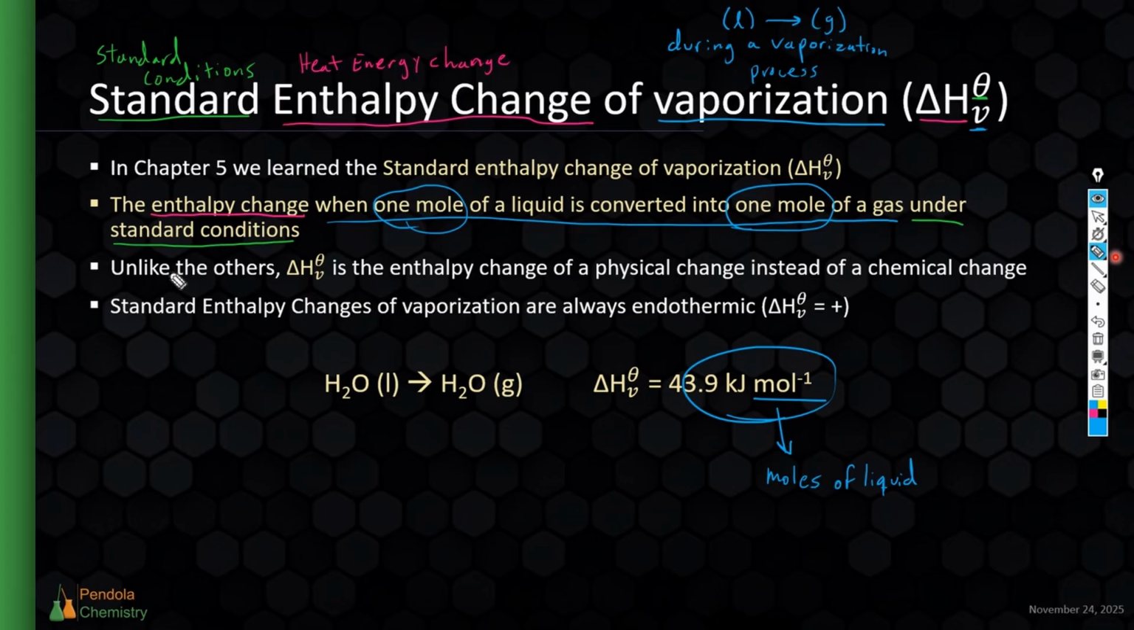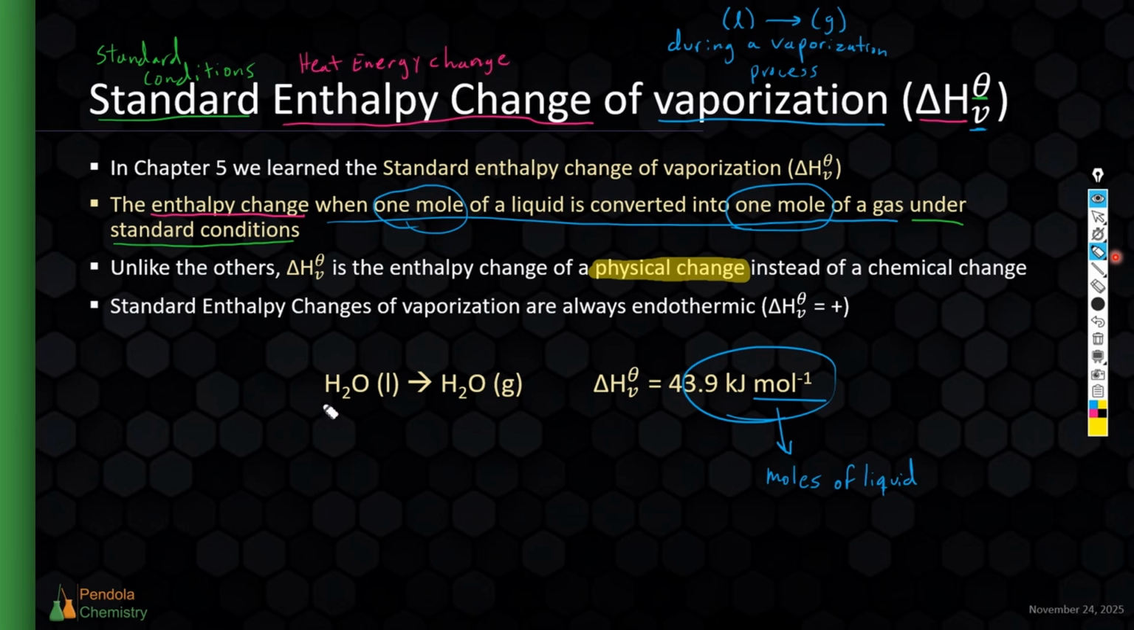Now, unlike the other enthalpy changes, the standard enthalpy change of vaporization is a physical change, not a chemical one. This is a physical process, not a chemical process. So it's a physical change instead of a chemical change. Now, does that actually change a lot of our enthalpy change? Not really. It's still the same idea, the idea of exchange of heat energy. It's just that for a physical process, it's a lot more logical whether the process will be endo or exothermic.